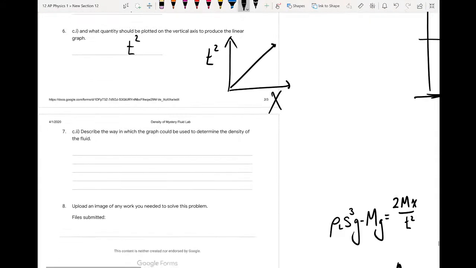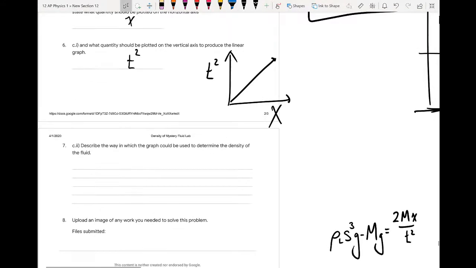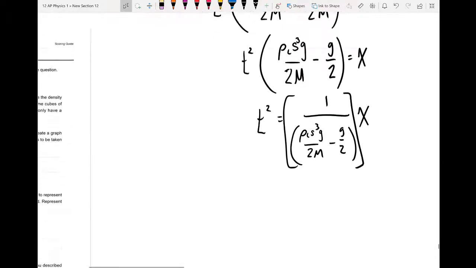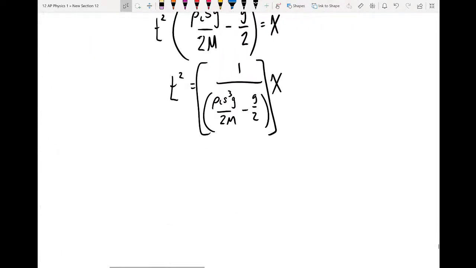Cool. So this will give us a linear relationship, and now this gets a little bit tricky in describing how we could use the graph to determine the density of the fluid. So for us, it's a little bit hard. So I could say that what I need to do is find the slope of the graph, which isn't too bad. That's just a good old rise over run of the x, or t squared.